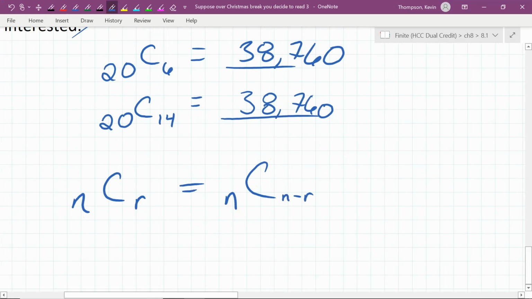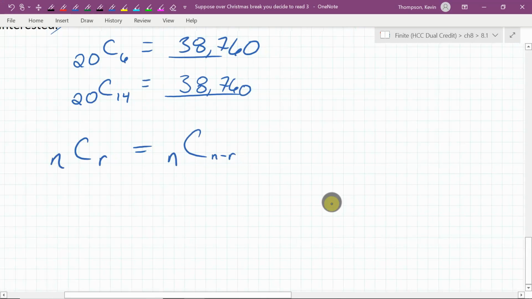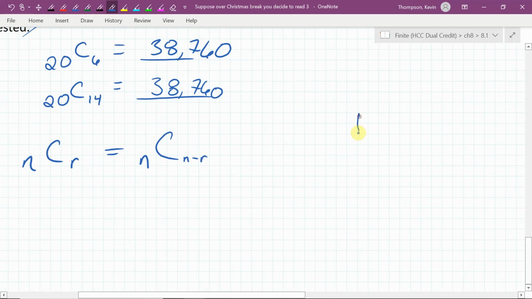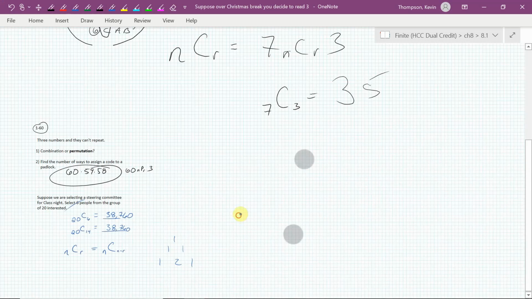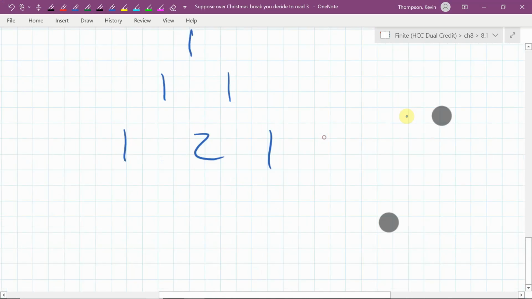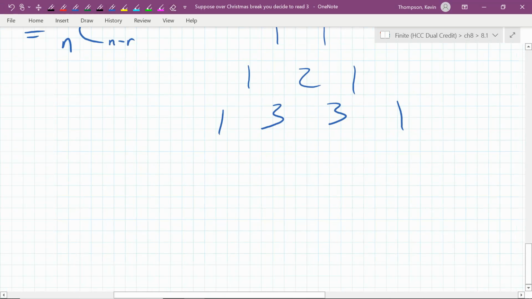Now, last connection and then I'm done. This is actually related to something you've seen before. What is this? Do you know? I mean, I'm pretty sure you know. Yes, there it is. Pascal's triangle. So 1, 3, 3, 1. 1, 4, 6, 4, 1. 1, 5, 10, 10, 5, 1.